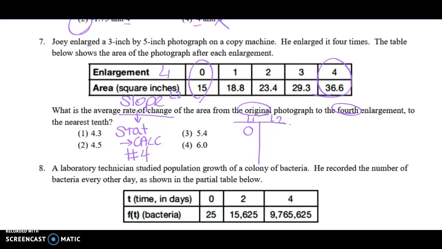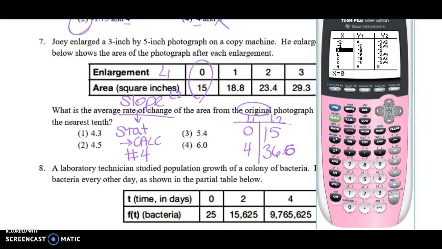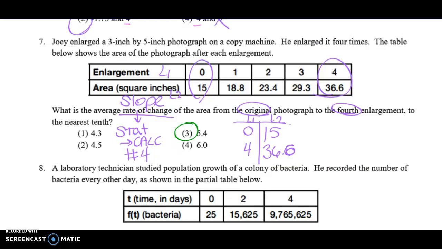So my original is 0, and then my 4th enlargement. Area of the original is 15. Area of the 4th enlargement, 36.5. Nope, sorry, 36.6. And so now I just have to put it in and do stat calc 4. So stat and edit. Put in my L1 and L2. Stat calc 4. You should know which letters represent the slope. The one in front of the x is our slope. A says 5.4. So the answer is choice 3.